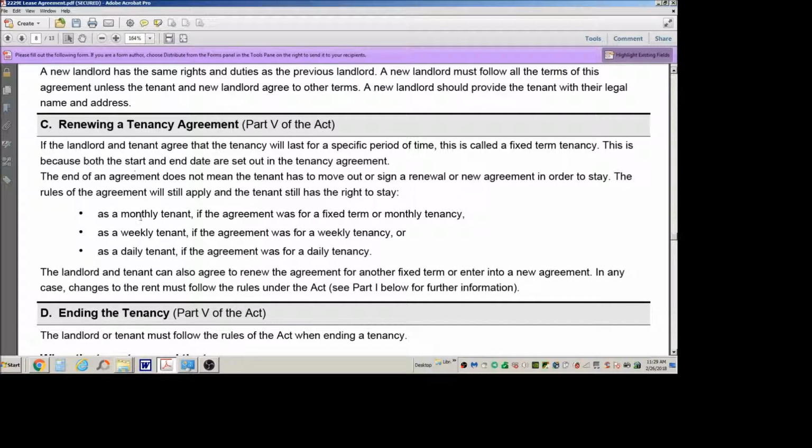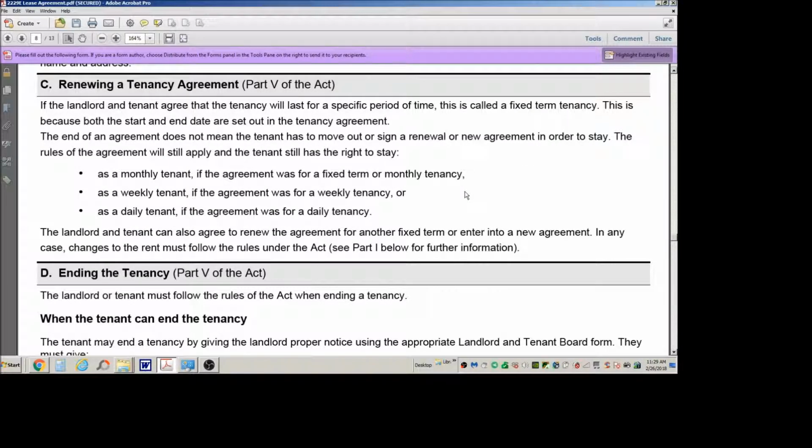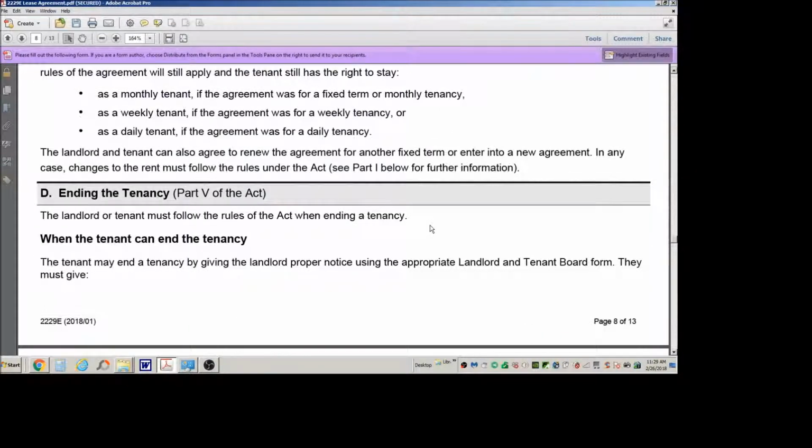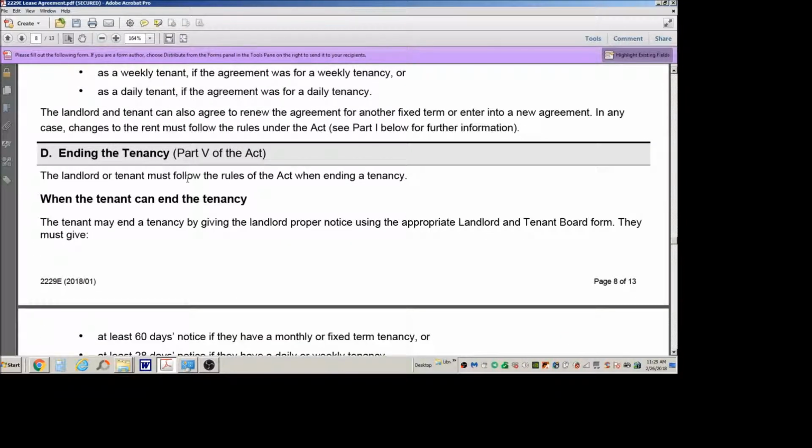If the landlord and tenant agree that the tenancy will last for a specific period of time, this is called a fixed term tenancy. This is because both the start and the end are set out in the tenancy agreement. The end of the agreement does not mean that the tenant has to move out or sign a renewal or new agreement in order to stay. The rules of the agreement will still apply, and the tenant still has the right to stay. So they will go on a month to month, okay? Ending of the tenancy: the landlord and tenant must follow the rules of the act when ending the tenancy.